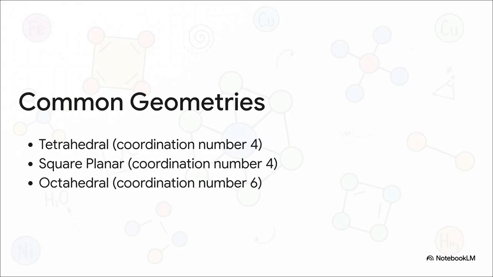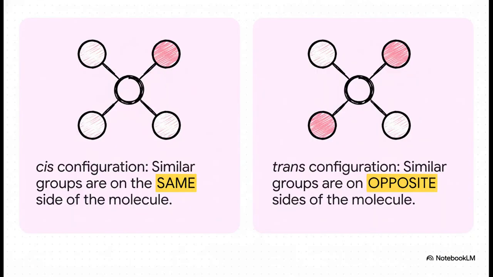And these complexes don't just form random blobs, they create really predictable shapes. It's all based on their coordination number, which is just the number of bonds to that central metal. The most common shapes you're going to see are tetrahedral and square planar, both with 4 bonds, and octahedral with 6.